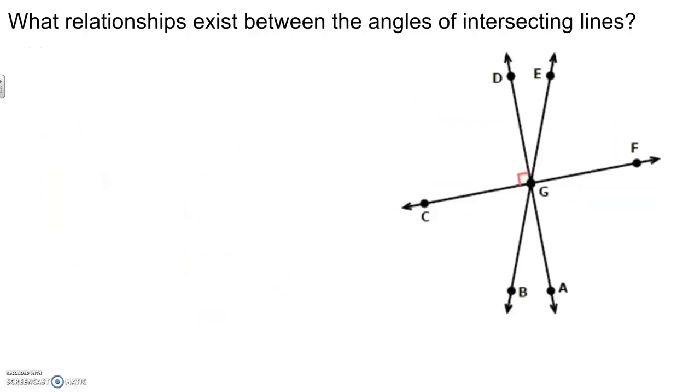What relationships exist between the angles of intersecting lines? We see here that each one of these lines intersects at point G, and at this point where we have DGC, we have a 90-degree angle. So write down a few of the relationships. Try to write down three of them and see what we got when you come back to the video.